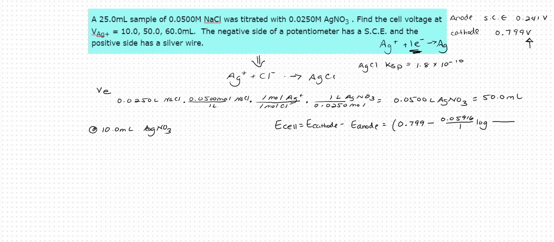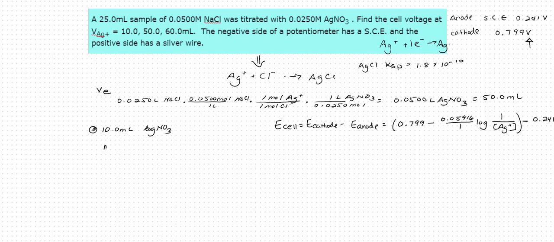Now, our Q value is the concentration of the products divided by the concentration of the reactants. The products here are solid, and because they're solid, they have an activity of 1. So it's really the concentration of this silver we're looking at. So that is the E of my cathode, and then I need to subtract the E of my anode, 0.241. So I'm looking for that concentration of silver.